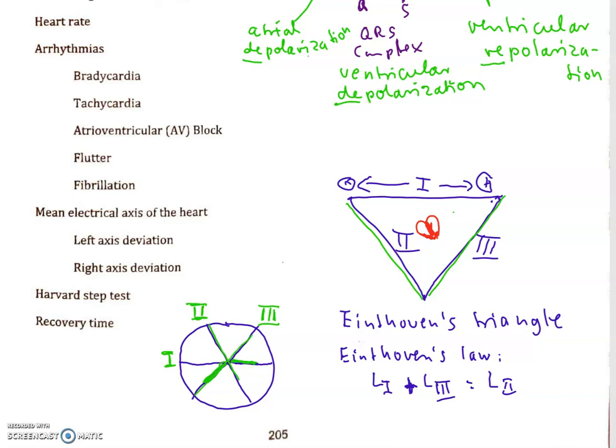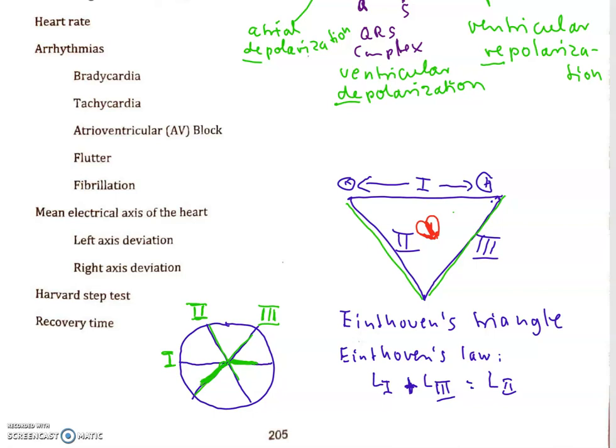So what you need to do in order to calculate the mean electric axis of the heart is measure out how tall is my R wave, basically from baseline, for lead 3 and lead 1. And if they're both positive, then they would be going down here and in this direction for lead 1 and then lead 3.